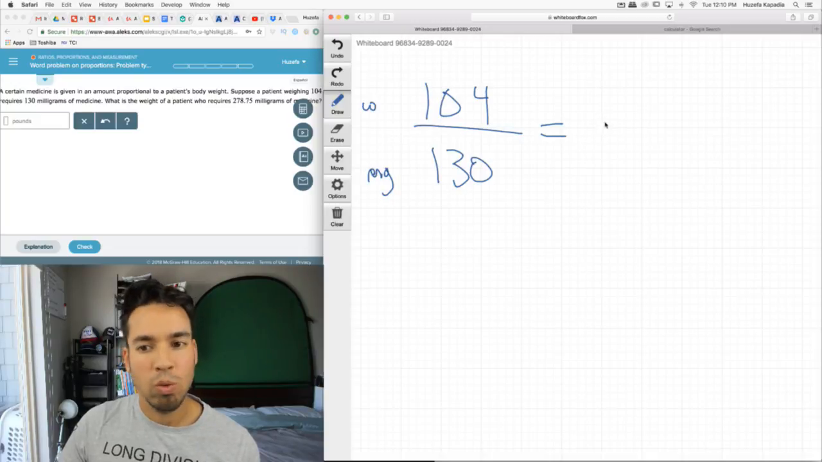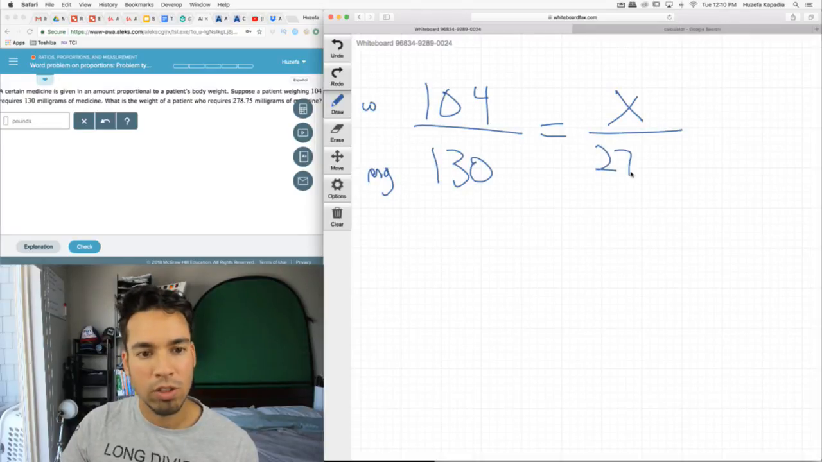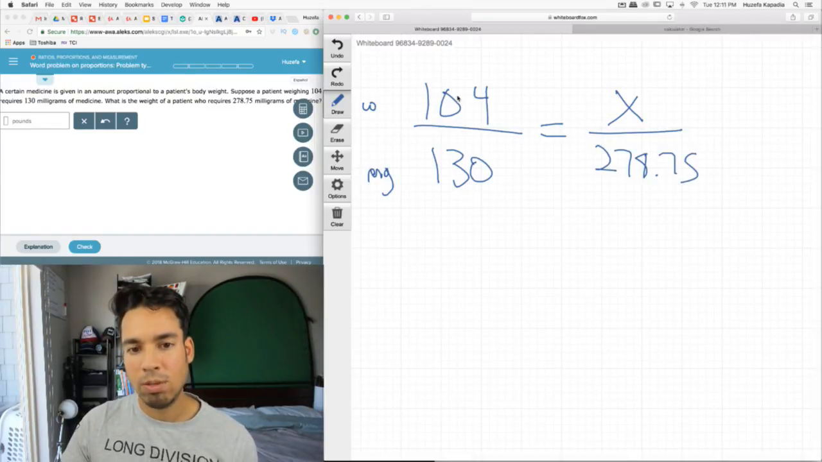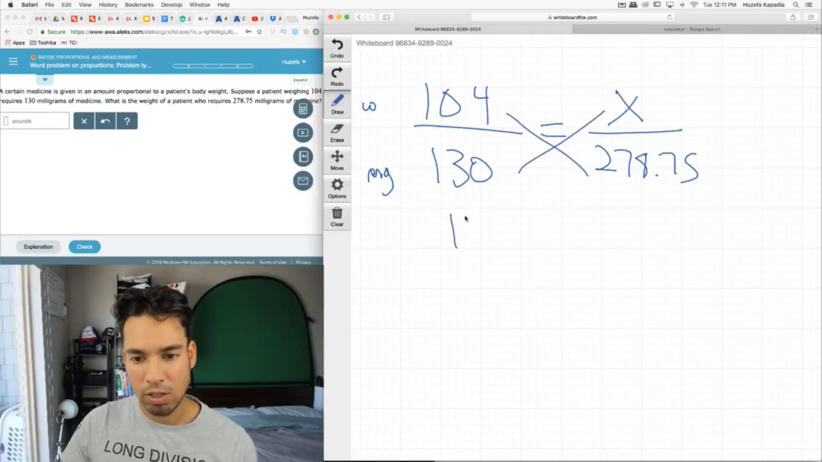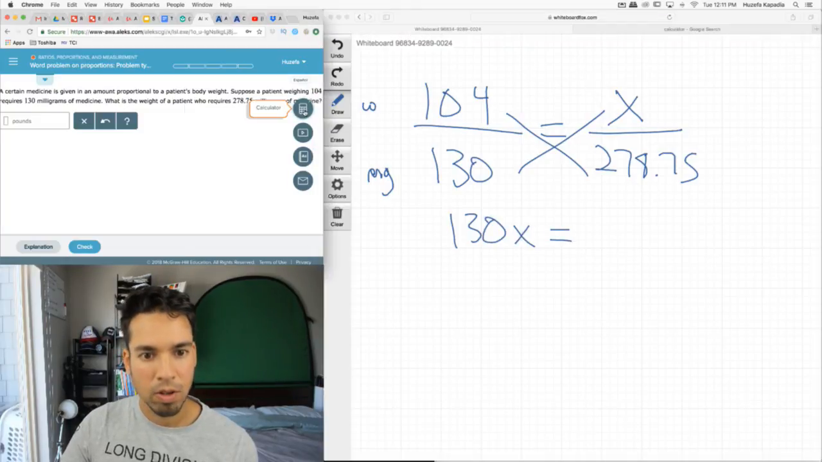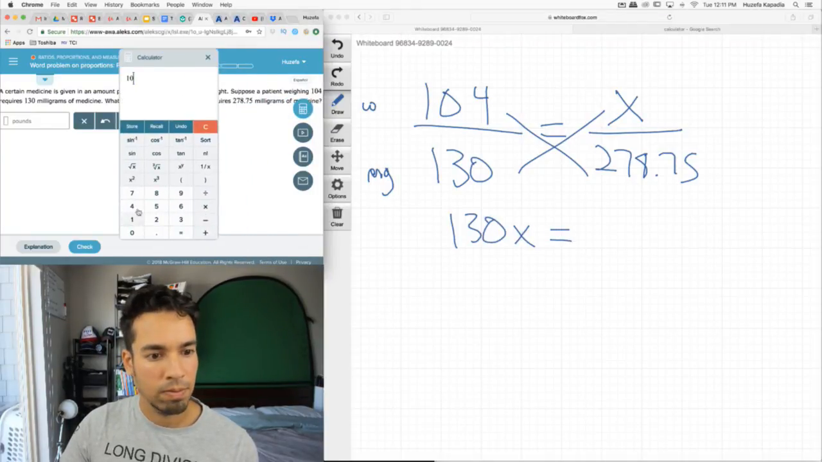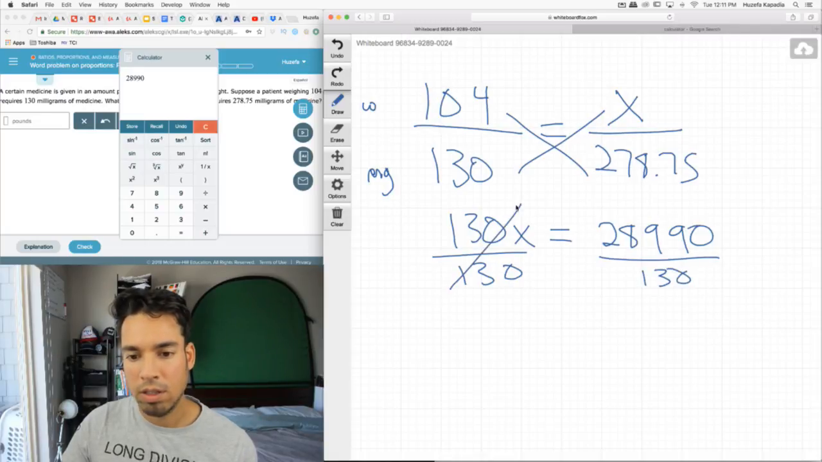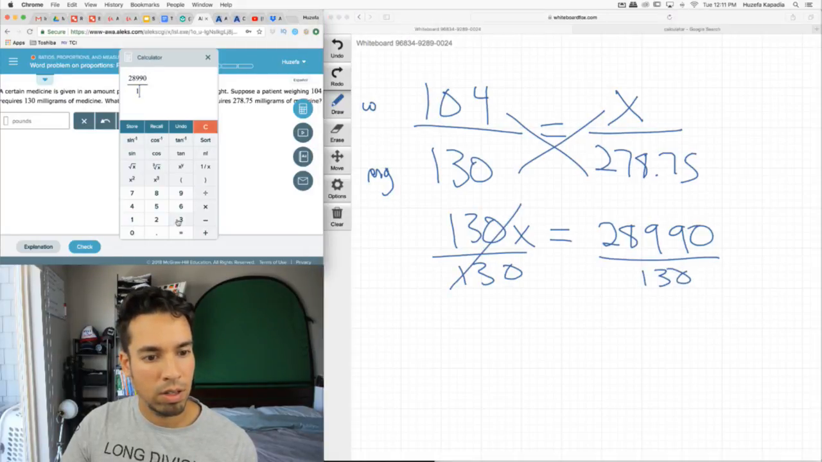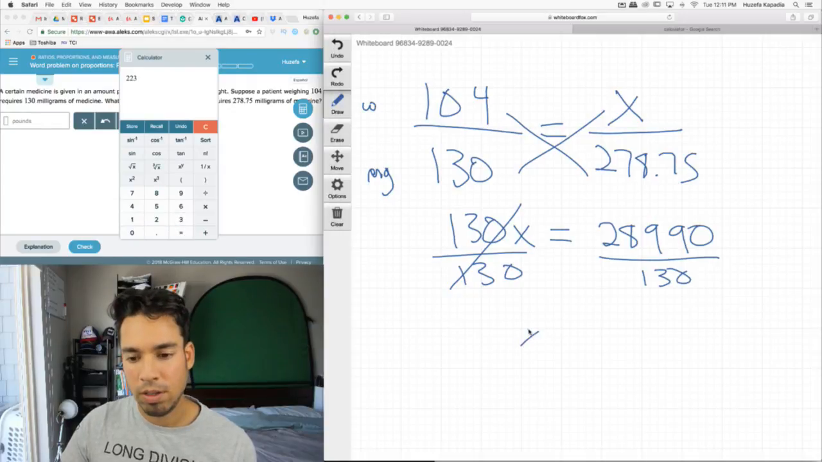What is the weight, meaning we're solving for the weight on this side, of somebody who requires 278.75? You see in this proportion I'm setting up the weight on top, milligrams on bottom, and now we cross multiply and solve for x. So this is 130x equals 104 times 278.75, which is 28990. And then we divide both sides by 130. And we get 223.